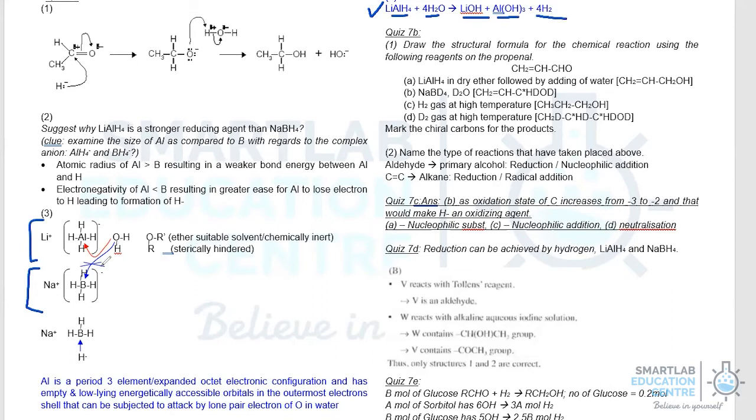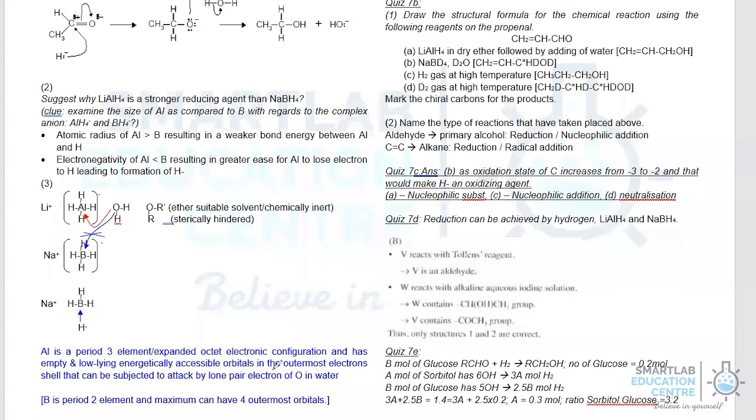However, water is not able to actually interact with boron, given the fact that boron is a period 2 element and maximum can only have 4 outermost orbitals, and it does not have any empty d subshell to be able to accept the electron from water molecules. So BH4- is stable and does not chemically react with water.